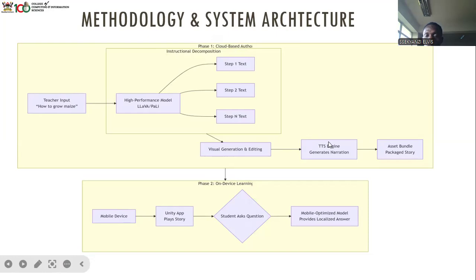So which will later be compiled into an asset bank. Then phase 2 involves on-device learning, where a mobile device-based application is used by students.